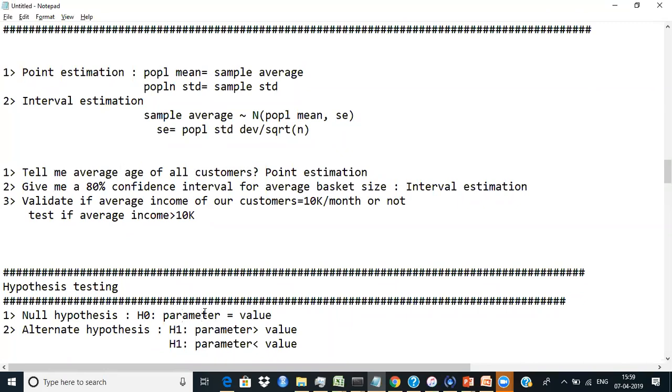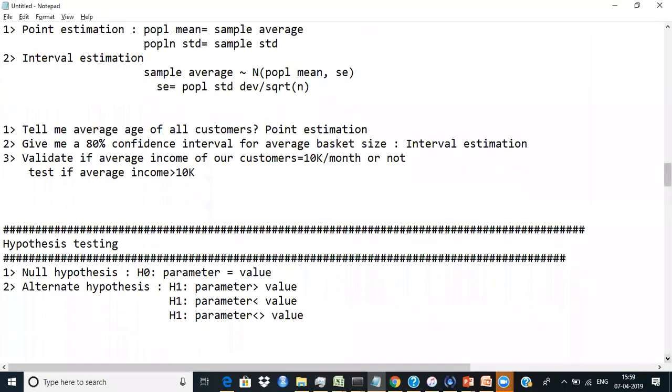Greater than 10K or less than 10K, would it be both? No, you can test only one alternate at a time. Sir, in the null hypothesis, is it equal to or not equal to, in both categories? The null hypothesis can only have the equal to sign. The alternate can have the greater than, less than, or not equal to sign. Okay. Depending upon what your business is asking you, you will choose the alternate accordingly.